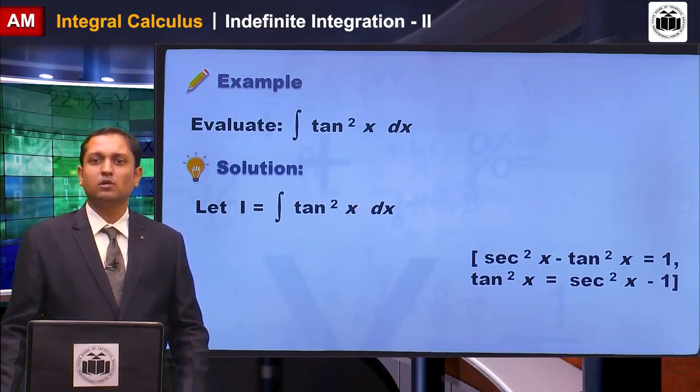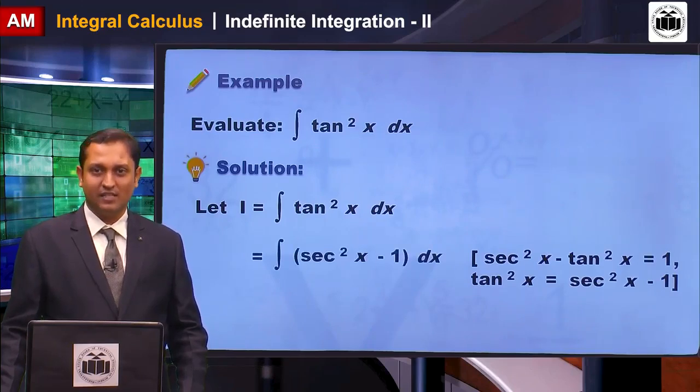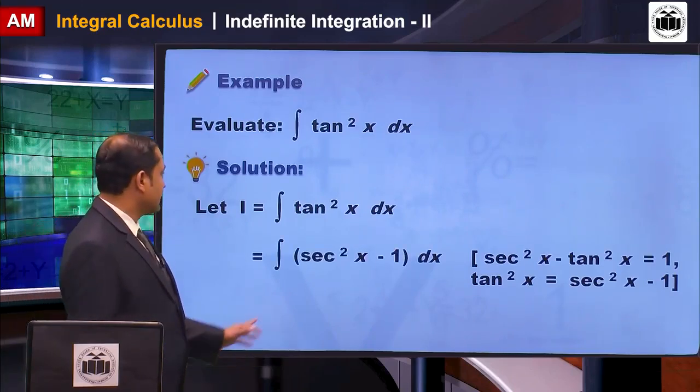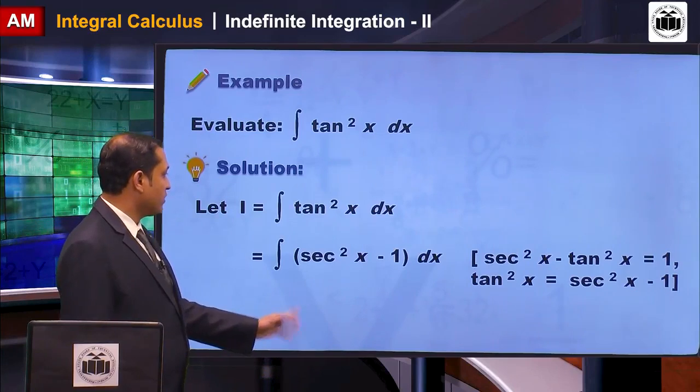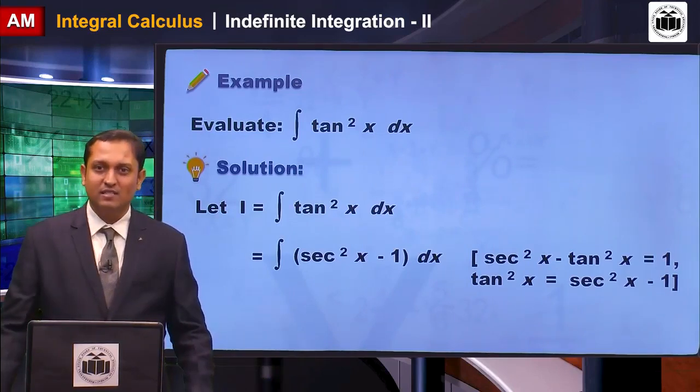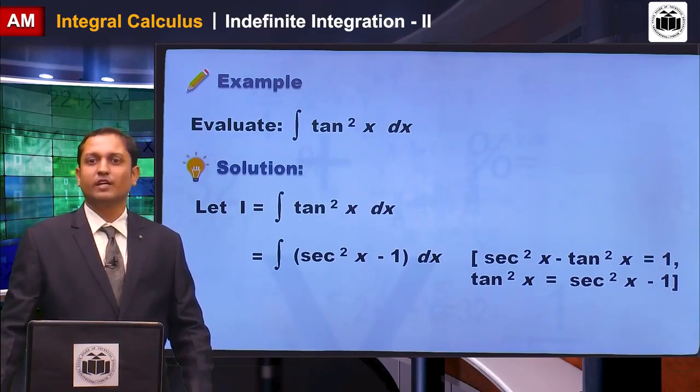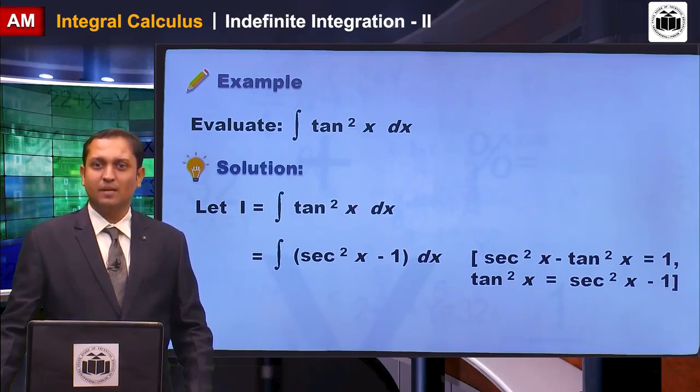Now we substitute tan square x as sec square x minus 1 and we get the next step. You can see integral of sec square x minus 1 dx. What we have done is, instead of tan square x, we have put sec square x minus 1. Now next step, we separate the two parts since there is a minus in between.